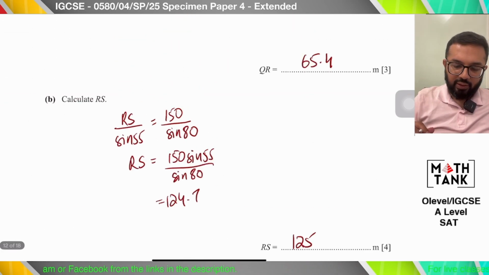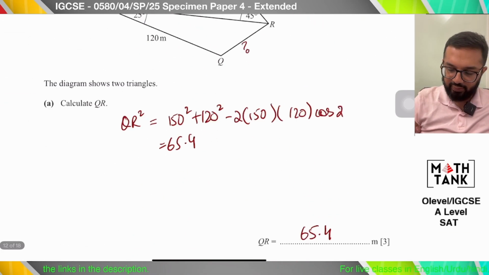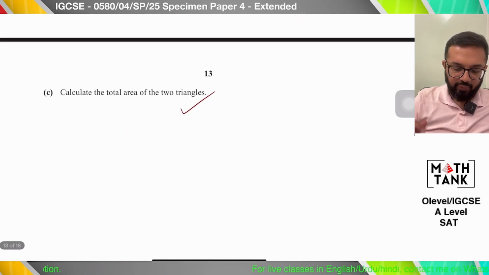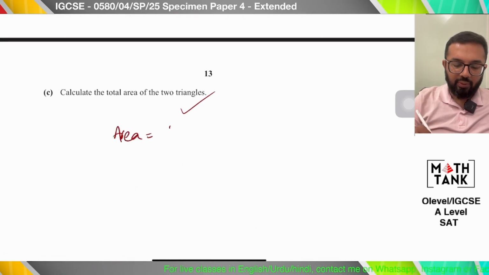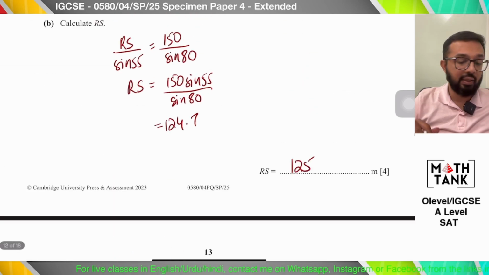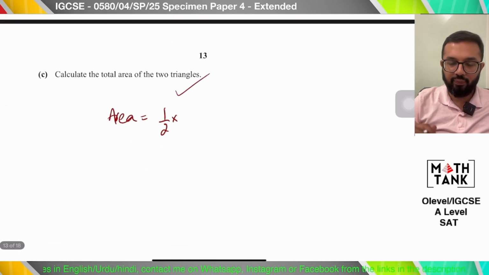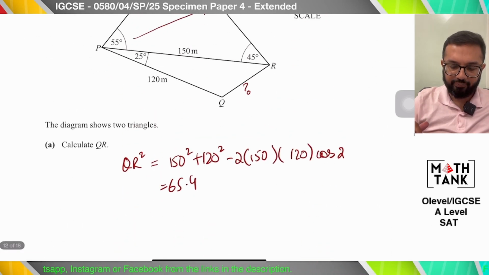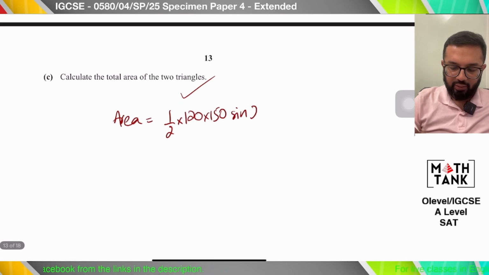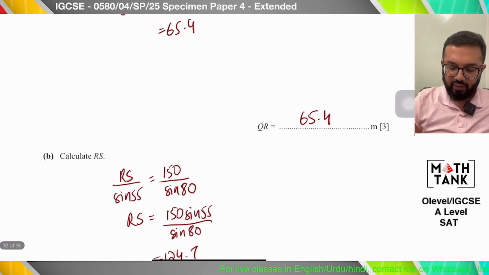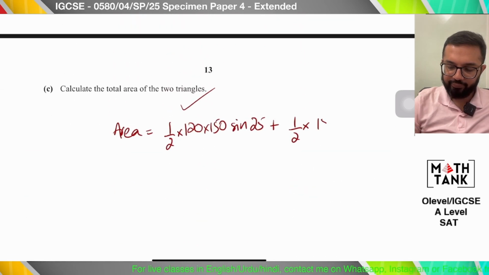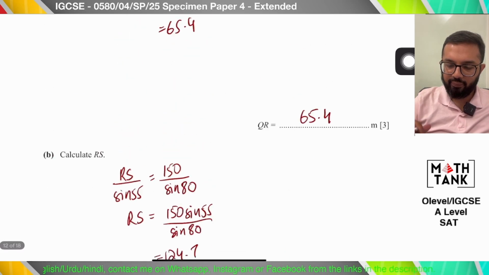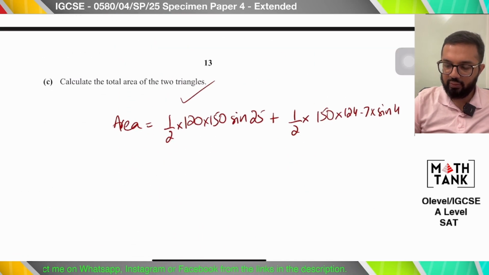Calculate the total area of the two triangles. Now I have these sides and I have both areas can be calculated with half ab sine C. What is a and b? 120 and 150. Sine C. And then half 150 and 124.7 into sine of 45. I think that's the included angle.